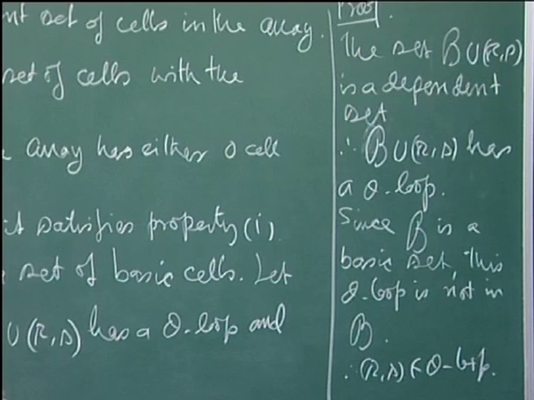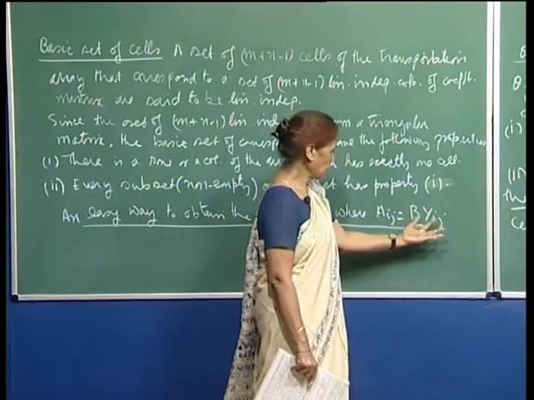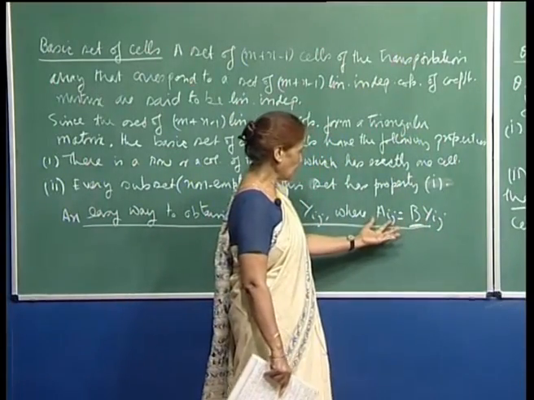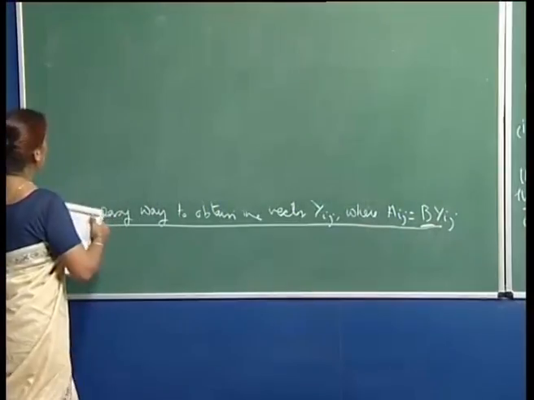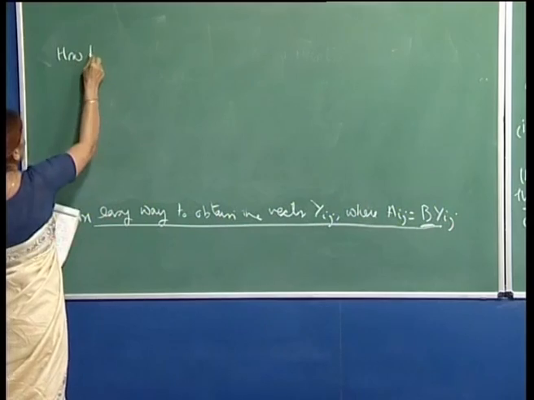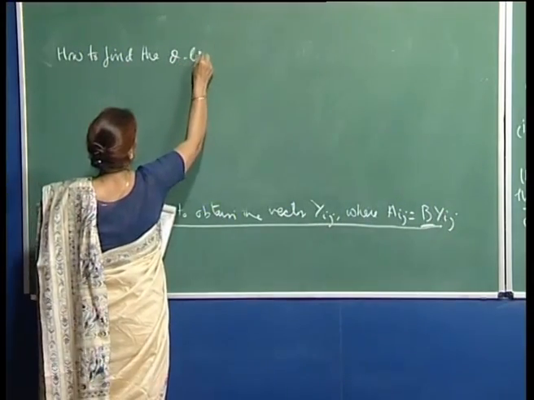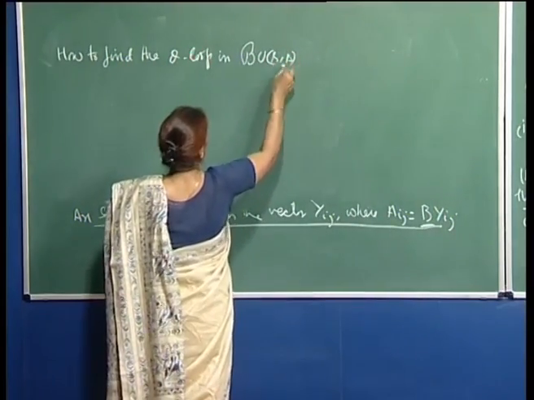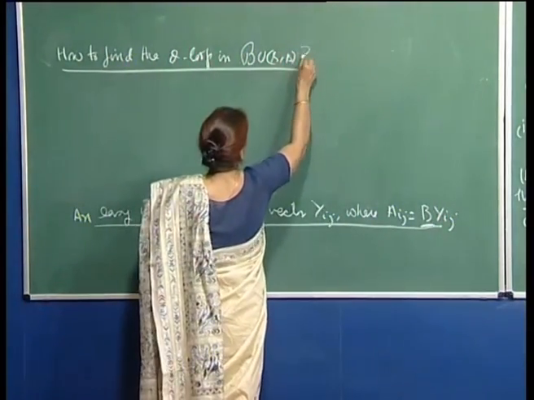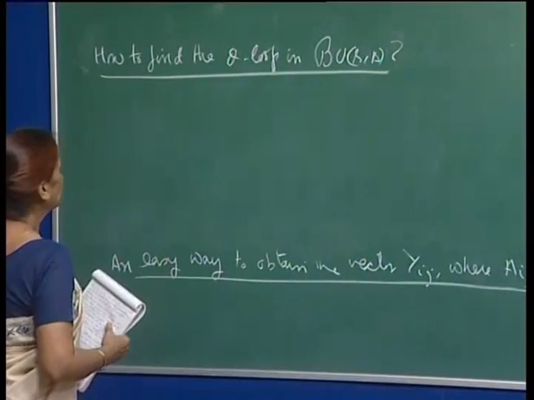Okay. Now, as I told you, all this is leading to trying to obtain the vector capital Y I j, which has the components to express the column A I j in terms of your basic columns. Okay. So, this is what we want to do. First of all, how to find the theta loop. Okay. So, this is the next part, and here again I will give you a method. So, what it says is how to find the theta loop in this.